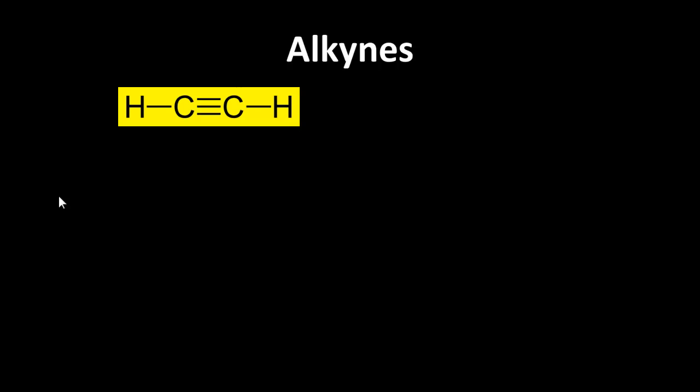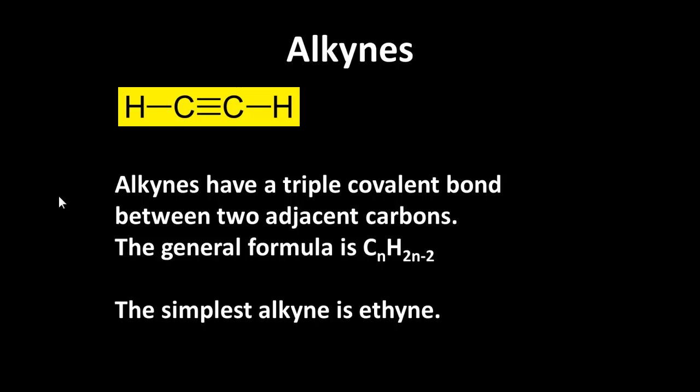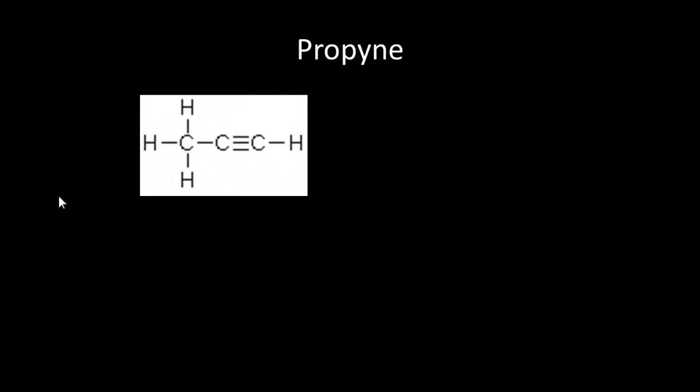Can we have anything more than double bonds? Yes, we can have triple bonds, and these are known as alkynes. The general formula for these is CnH2n-2. It's a triple covalent bond between 2 adjacent carbons. The simplest alkyne is ethyne. The next one would be propyne.